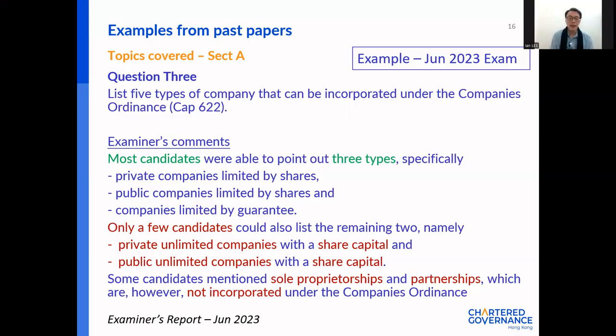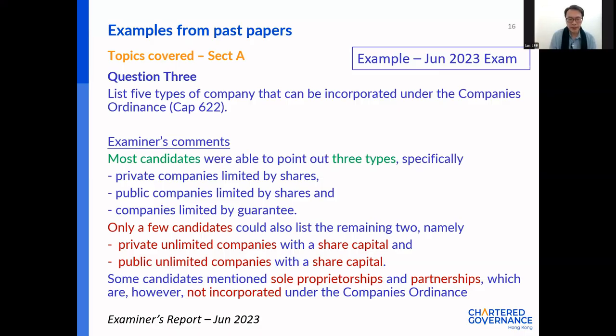However, the remaining 2, we rarely hear about them because people rarely use them. They are the private unlimited companies with share capital and public unlimited companies with share capital. So you have to be aware. If you see a question asking you for 5 types of companies, then in addition to the 3, if you can remember, then write the remaining 2 as well. However, if you cannot remember, then move on to the next question.